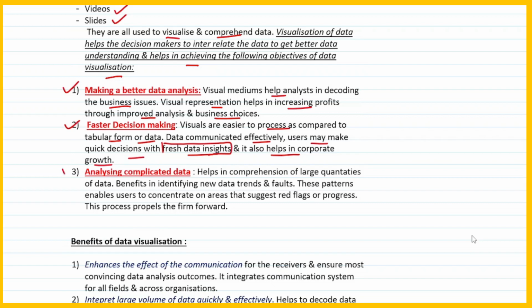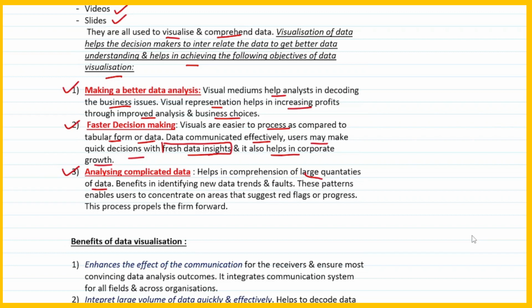Finally, it also helps you in analyzing complicated data, right? The first point we did was that it helps you to do good data analysis, but it also helps you analyze complicated data as well, right? So it helps in comprehension of large quantities of data. If there is a huge volume of data, it is very difficult to analyze. So in case you have a good visualization experience for that matter, that will help you to analyze or comprehend the large quantities of data.